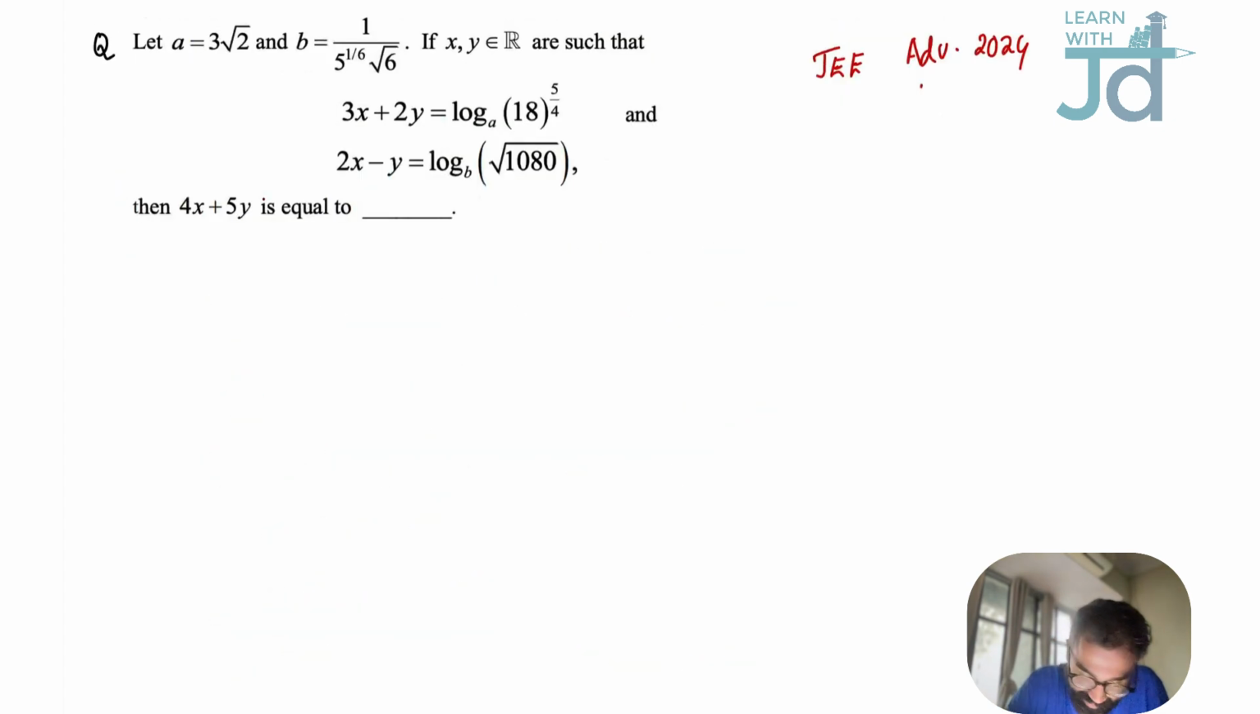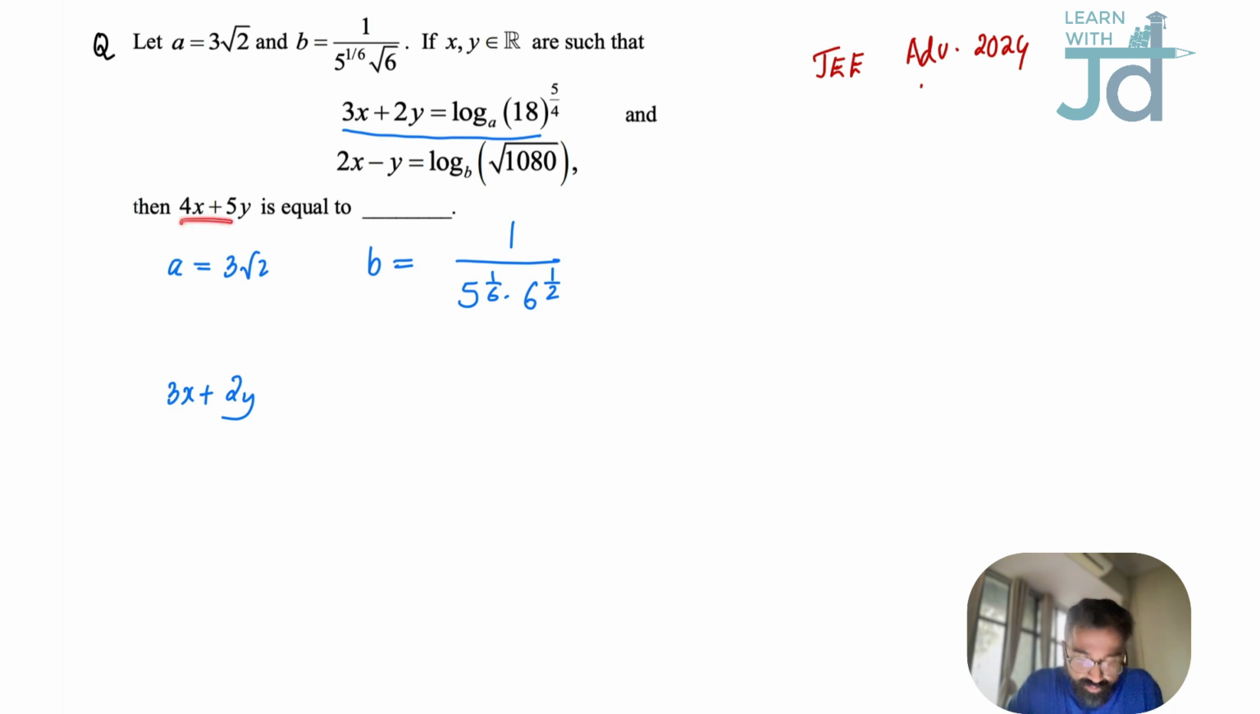Now A is equal to 3 root 2 and B is equal to 1 by 5 raised to 1 by 6 into root 6, that's 6 raised to 1 by 2. Now see this equation very carefully. If they are asking 4x plus 5y, it means you have already solved for x and y. And this is also 3x plus 2y, 2x, so this is also two simultaneous equations in x and y. So basically, I need a number here, and because of that, they have given a clue, and using that we'll be able to solve.